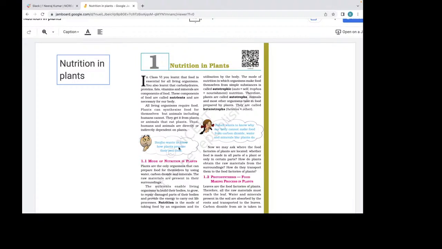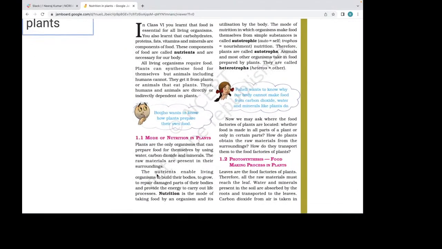Now Pooja wants to know how plants prepare their own food. Okay, so how do they prepare their own food? Let's learn about it. Mode of nutrition in plants. Plants are the only organisms that can prepare food for themselves by using water, carbon dioxide, and minerals. The raw materials are present in their surroundings.